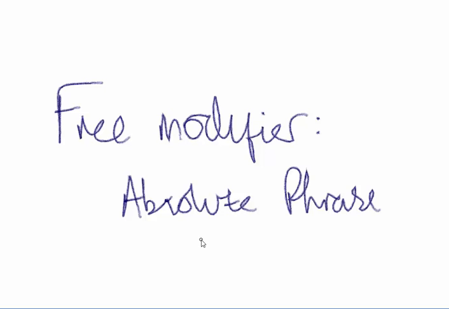The next free modifier we can use is called, oops, I missed off the dot, is called an absolute phrase. And again, this one's slightly tricky, but you'll get the hang of it, I'm sure. We use absolute phrases to zoom in on a detail of something in the level one. So we have something in level one, and the absolute phrase zooms in and gives more detail about that thing. And it's a cool thing to use.